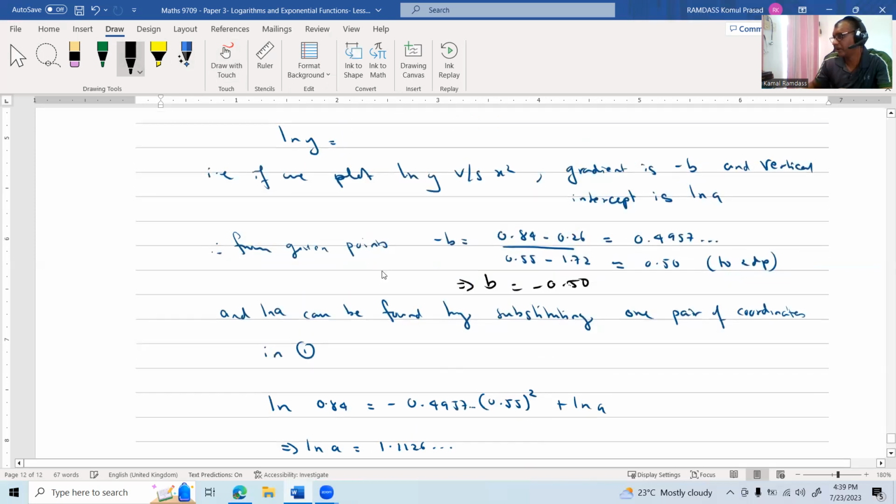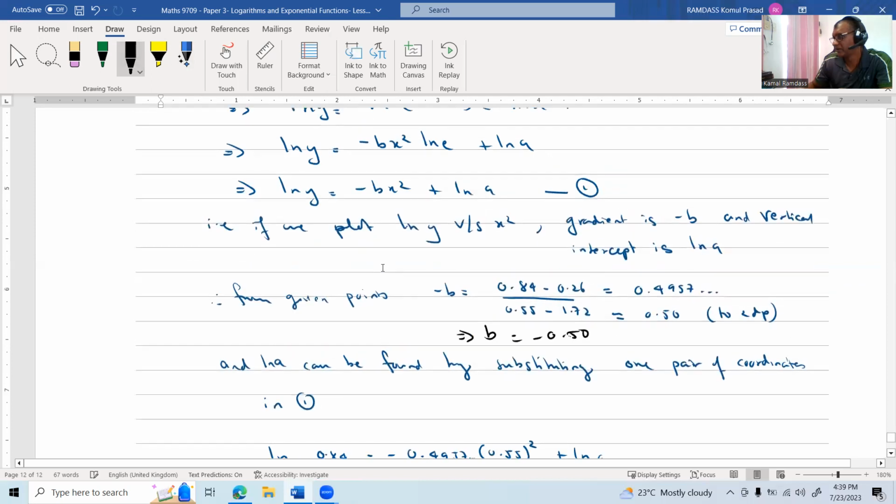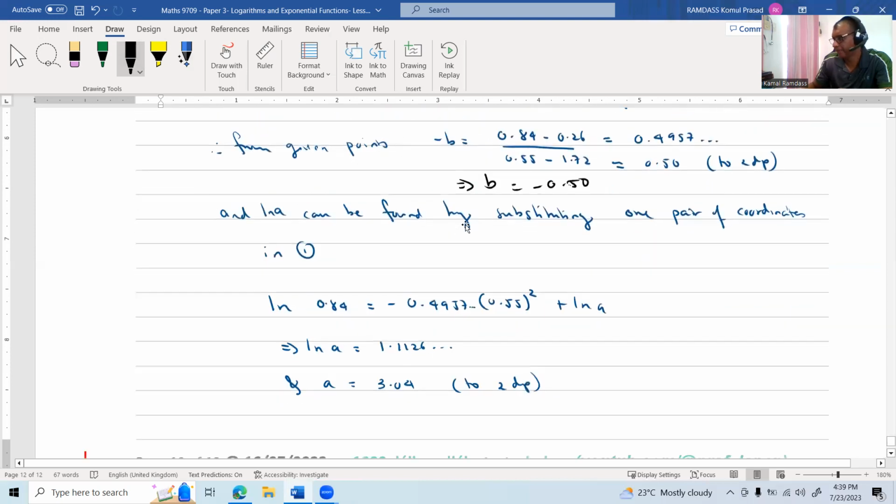Then we substitute the value of minus b and the value of x, and we have only one unknown, ln a. Then we take the inverse ln using the calculator. We decide to substitute the pair of coordinates (0.55, 0.84), and we gain this value. Here we approximated 0.50.